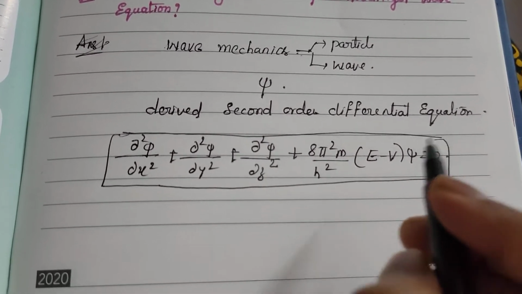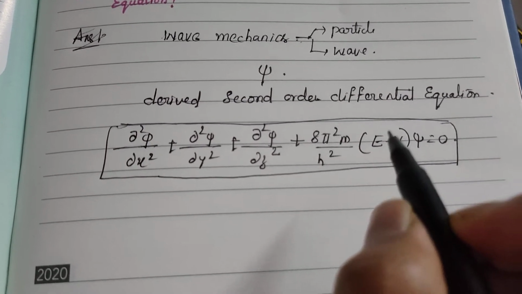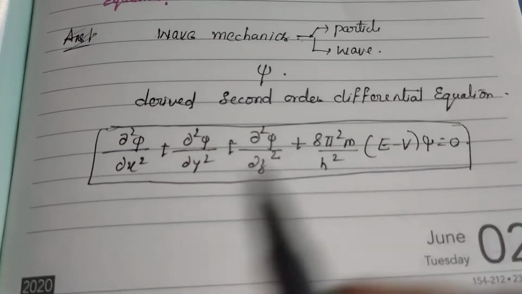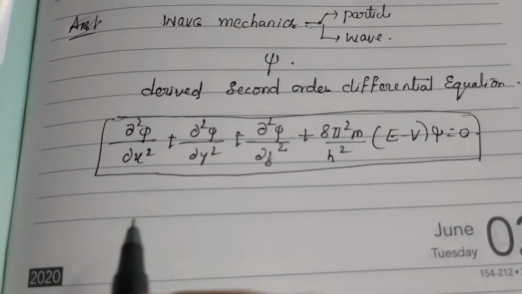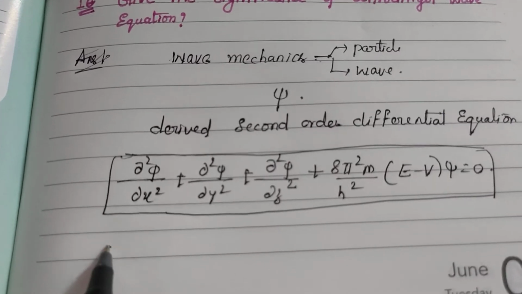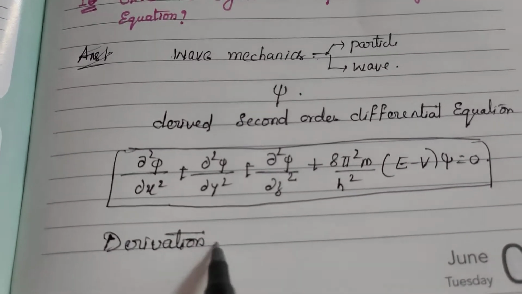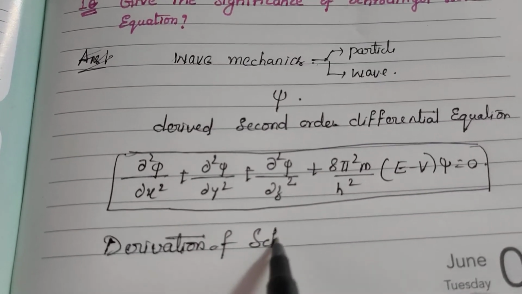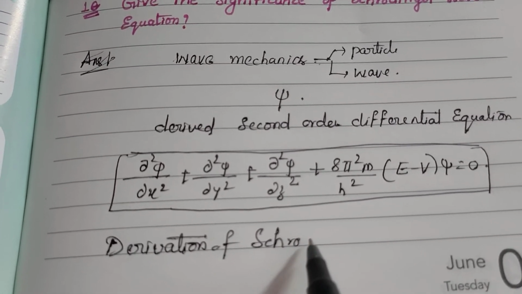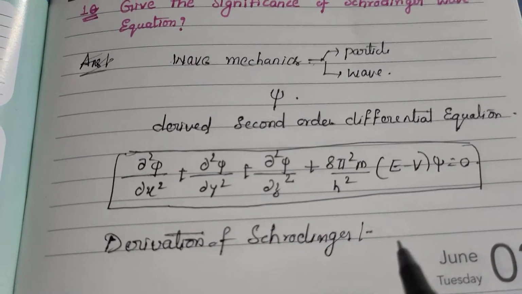This will give many solutions, and a lot of information about electrons. The derivation of the Schrodinger wave equation is part of our syllabus, so today we are going to discuss the derivation of the Schrodinger wave equation. This helps to find the particle energy in a one-dimensional, two-dimensional and three-dimensional box also.